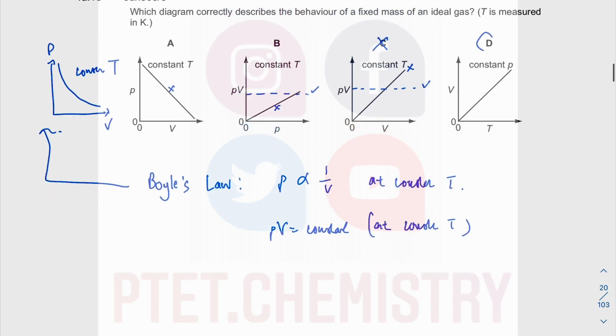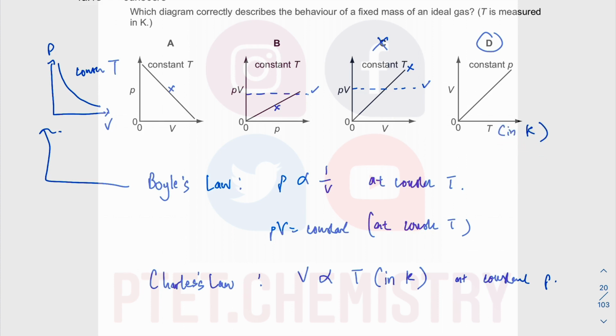Meaning to say you're left with D, and that is Charles' law. Charles' law of gas says that the volume of a gas is directly proportional to the temperature of the gas, but that has to be in Kelvin, and that is at constant pressure. So that is what Charles' law says, yeah? When the pressure is constant, the volume is directly proportional to temperature. This is a very naughty question. It should have been in Kelvin in order for it to be appropriate, because it cut through 0, okay?